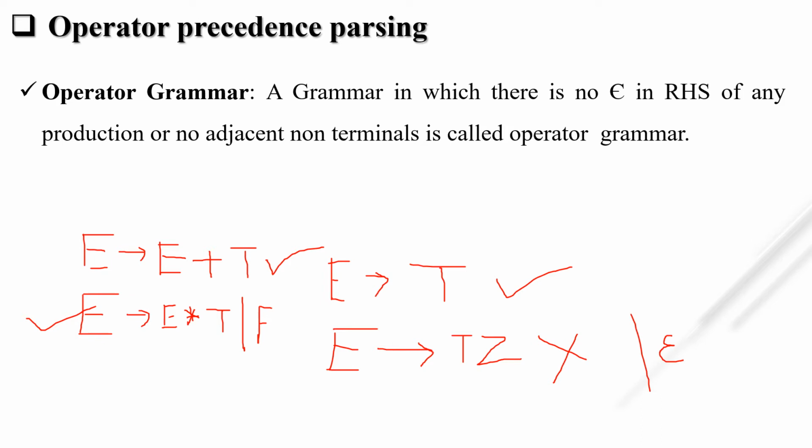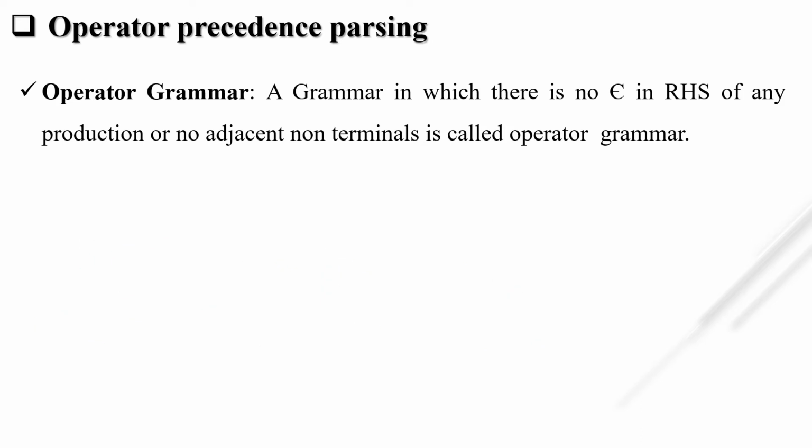Okay, also I have to say one thing, that in bottom-up parsing we don't have to remove any left recursion or any left factoring, because bottom-up parsing handles left recursive and left factored grammar, but top-down parsing does not handle it, it goes into an infinite loop. That's why we perform left recursion and left factoring for top-down parsing.